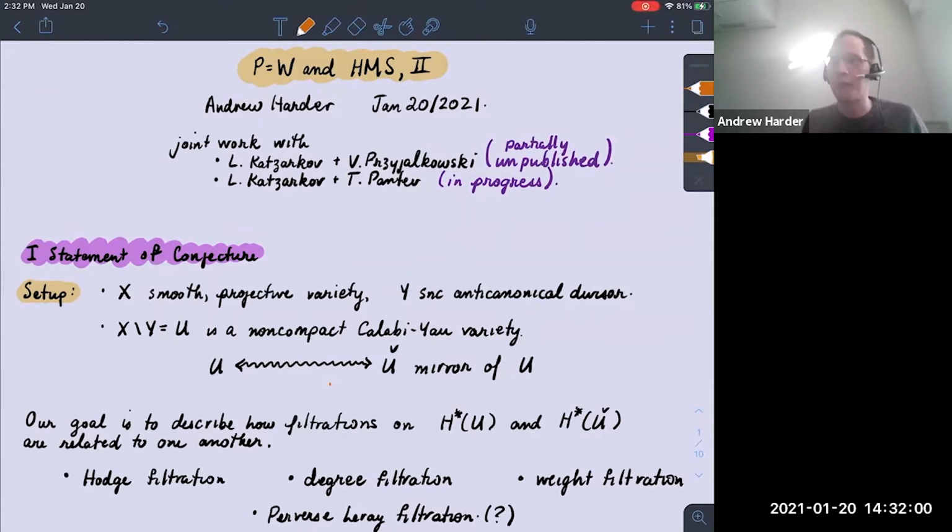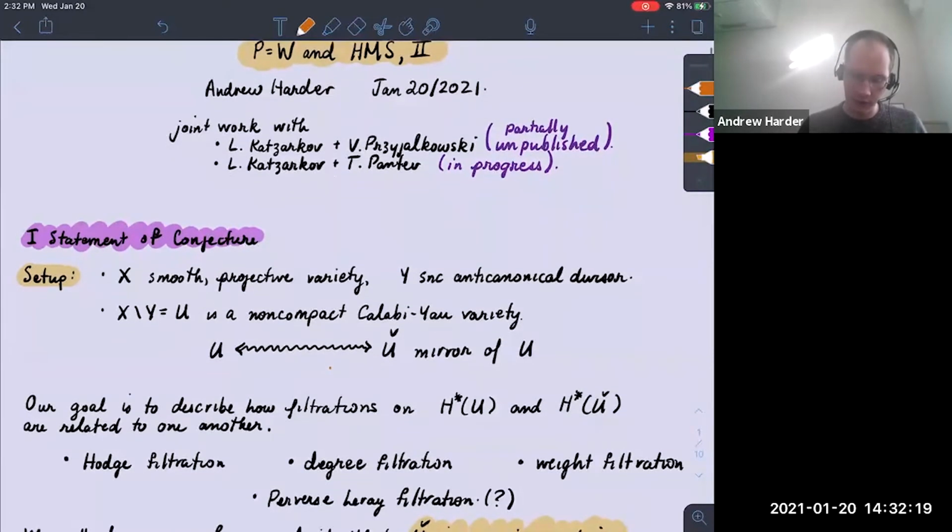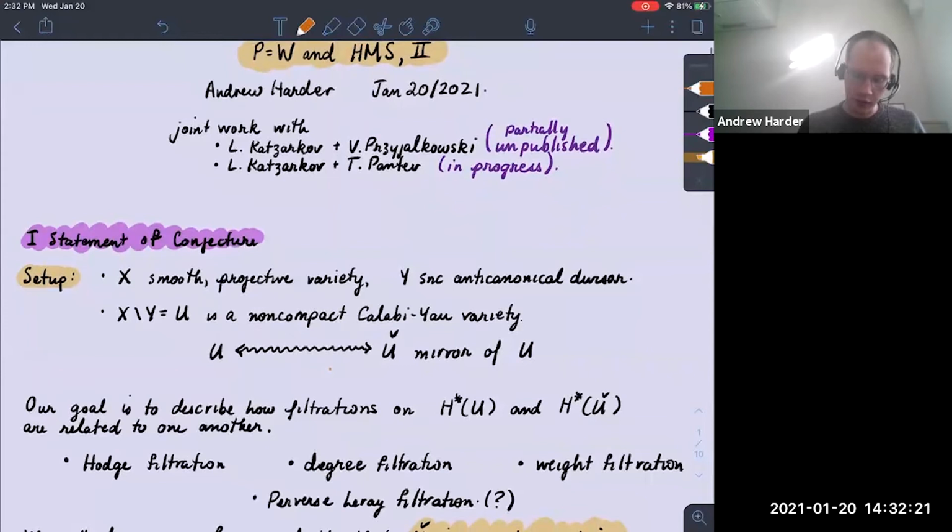So the last part of the talk is going to be a little bit wishy-washy, largely because it's mostly stuff that we've only been thinking about in the last very short amount of time. But anyway, let's get started, and let's start by talking about the statement of the conjecture. This is something that Tony went over a little bit, but I'll go over it again.